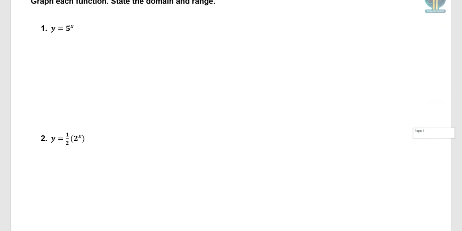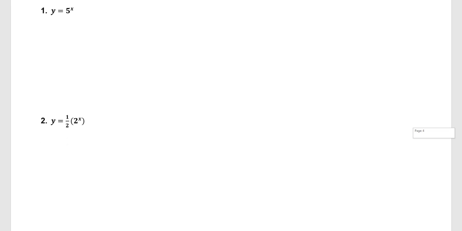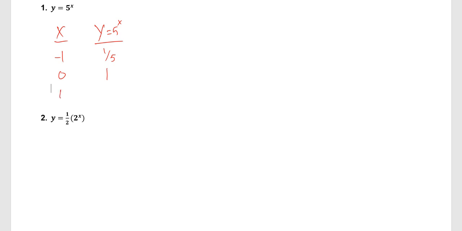Okay, so we need to graph these functions. y equals 5 to the x. So again, start by making a table of values, right? So at x equaling -1, y should be 1/5. At x equaling 0, y should be 1. At x equaling 1, y should be 5. Okay? And then just proceed to graph this.